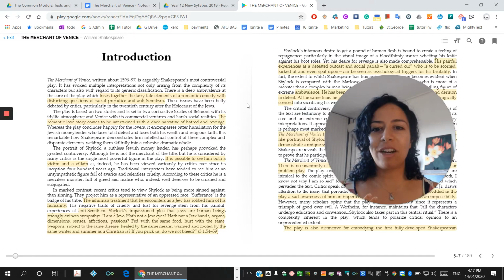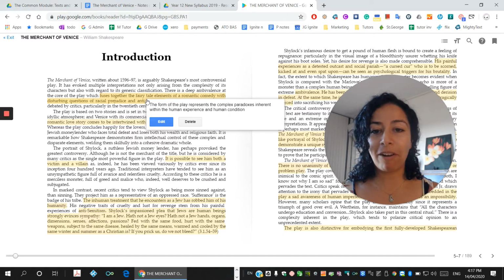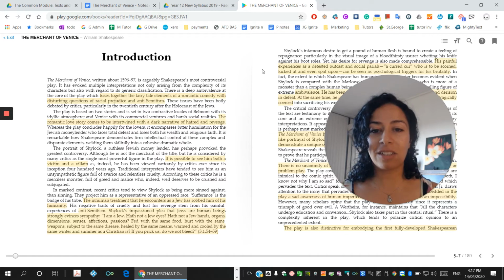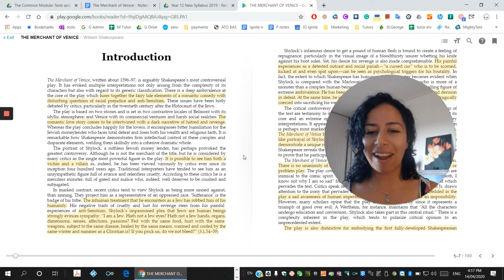So that in itself raises ideas of paradox. The form of the play represents the complex paradoxes inherent within the human experience and human condition. Then, coming here, the romantic love story comes to be intertwined with a dark narrative of hatred and revenge. So again, you've got that paradox right there.